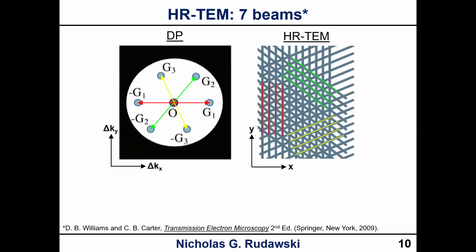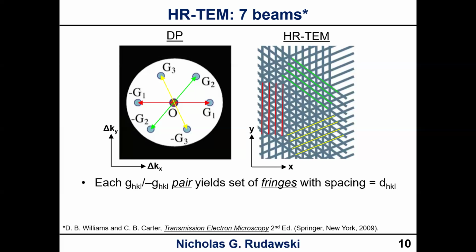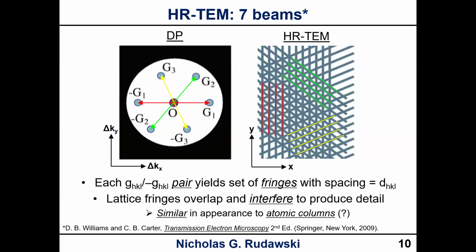And then you can see what happens as those fringes overlap and interfere: I get detail. But again, same idea. Each G minus G pair yields a set of fringes with spacing equal to d. They overlap and they interfere and they produce detail. And this detail is actually very similar in appearance to atomic columns.